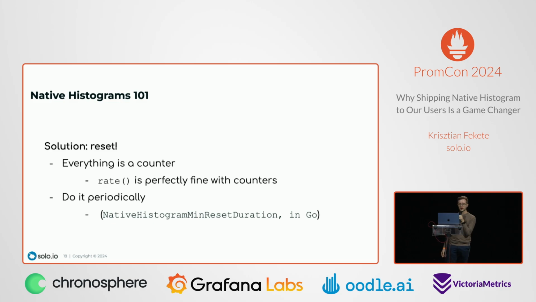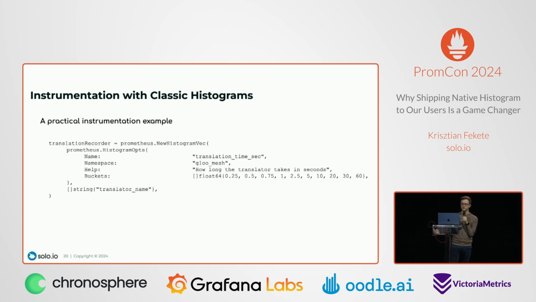That's how they work. And you can also do this. You should do this periodically if you are doing the actual native histogram instrumentation. If you are using Go, most probably you are using Go if you are playing with native histograms, or Java, but I think you are using Go if you are playing with this at the moment, then you can use this native histogram min reset duration option.